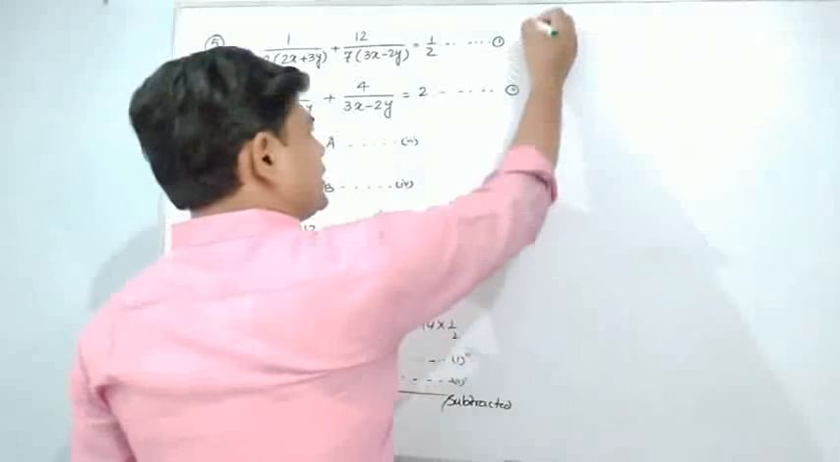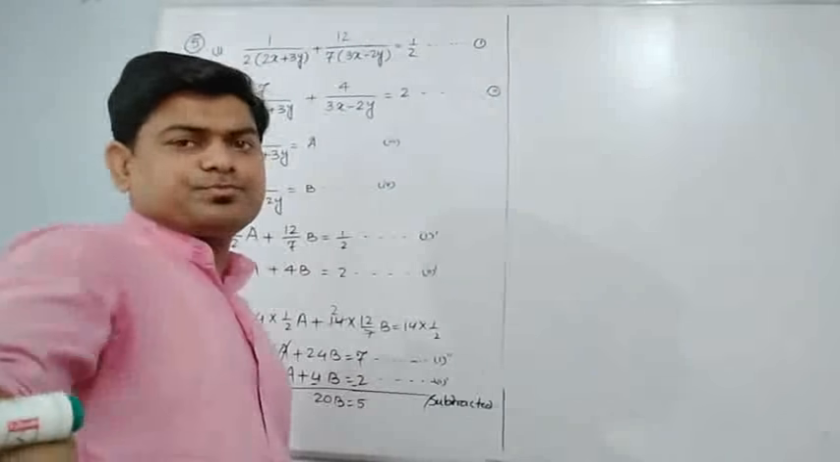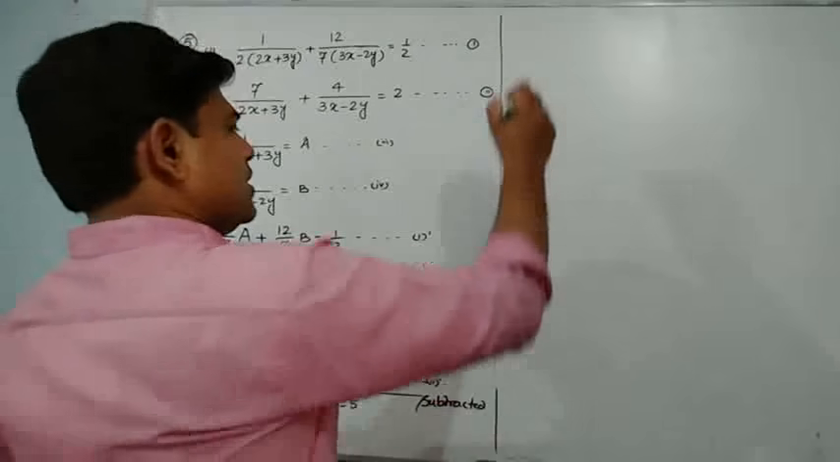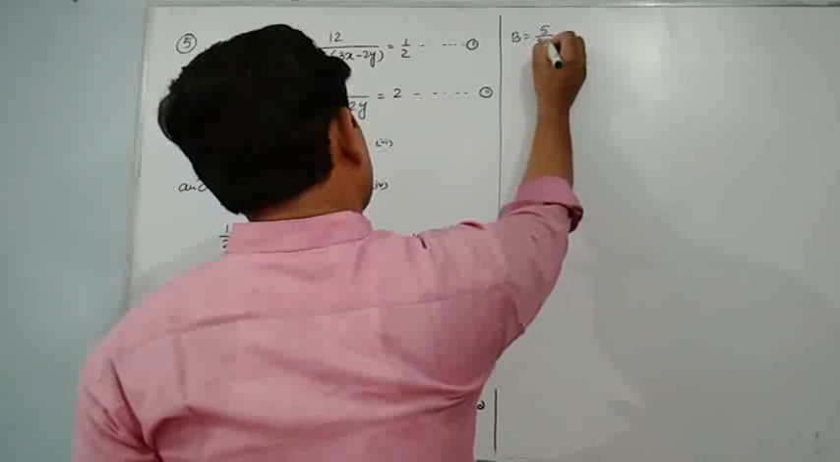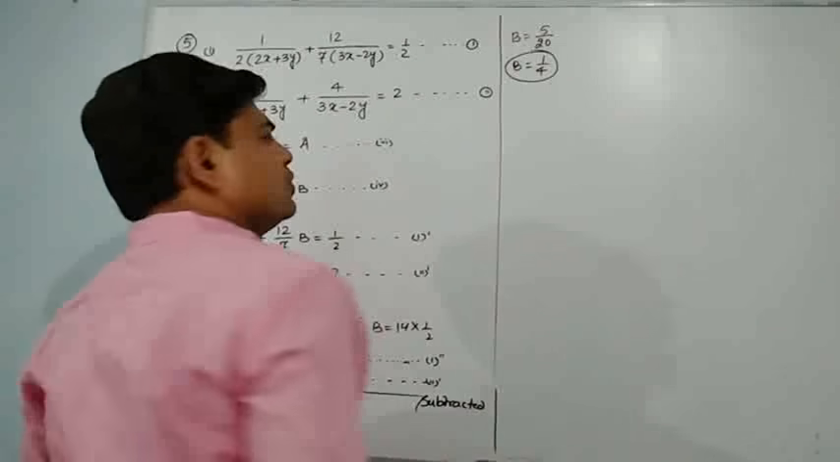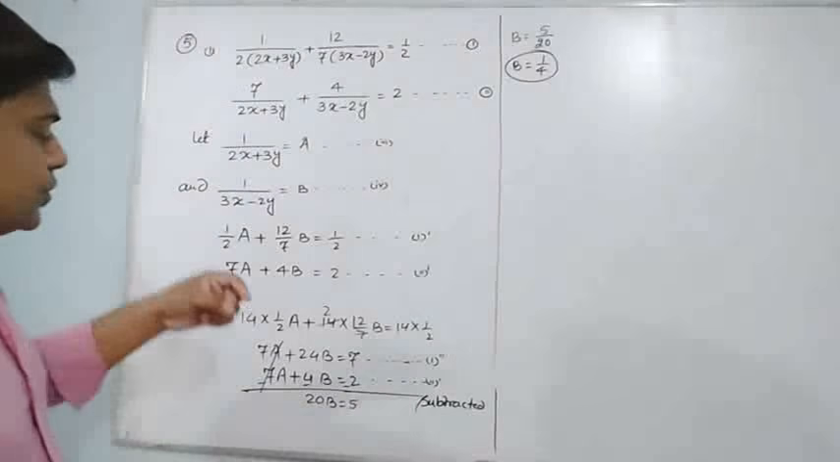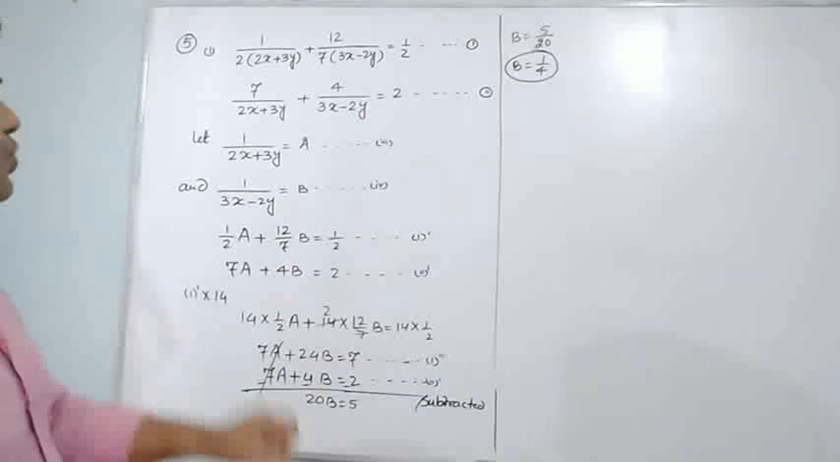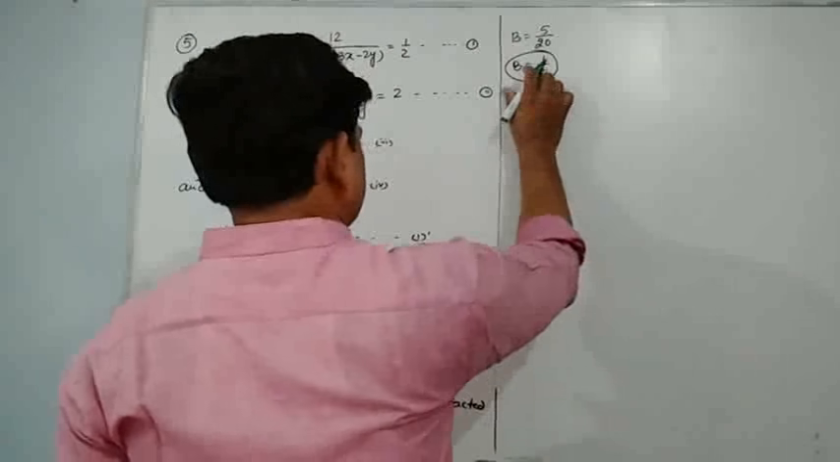Now I am going to write here, this space will be utilized. Now what will happen? b is equal to 5 upon 20, then b is equal to 1 upon 4. This is the value of b. Now the value of b we can substitute in second dash or first dash. I am substituting in second dash.